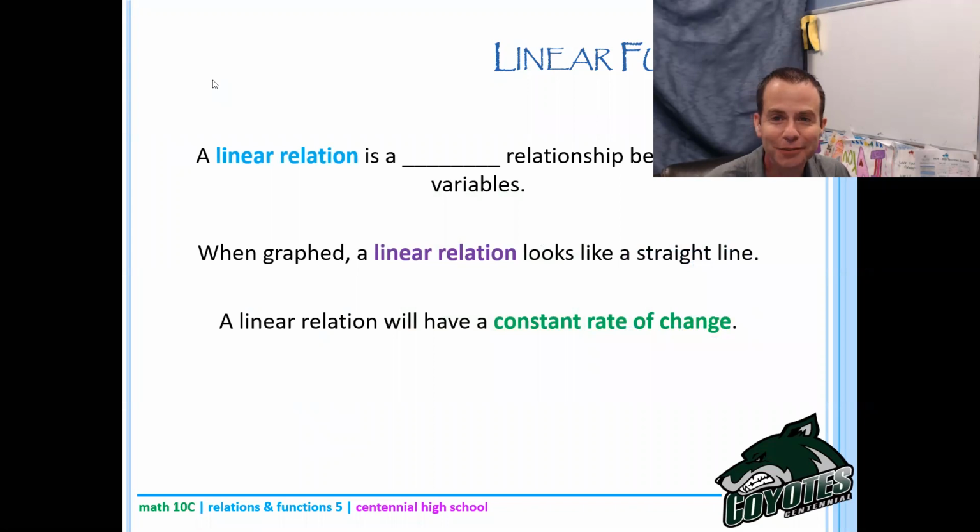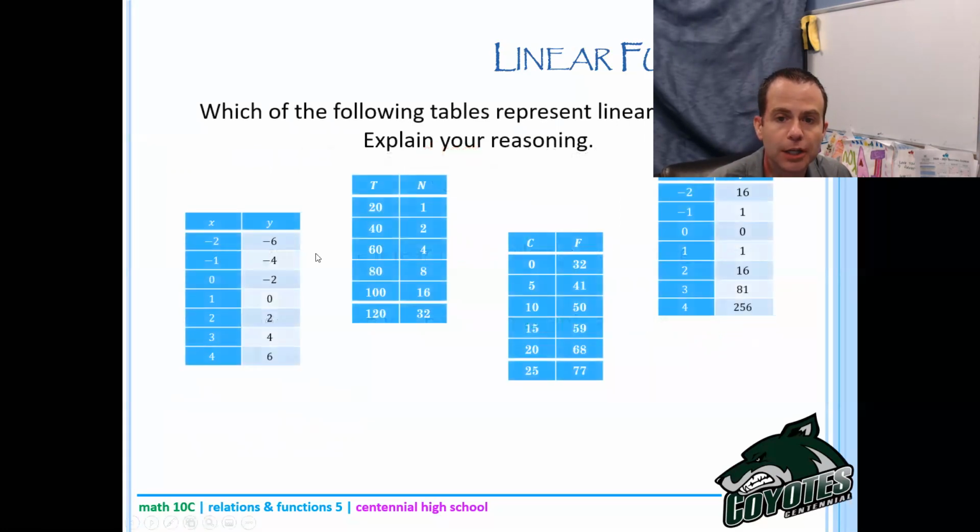So a linear relation is a direct relationship between two variables. When graphed, a linear relation will look like a straight line. And it will have what we call a constant rate of change. Now we're going to talk about rate of change here for the next little bit and how to calculate it, okay? The rate of change means that your x's are going up by the same amount and your y's are going up by the same amount, okay? So which of the following tables represent linear relations? So I'm looking for a constant rate of change.